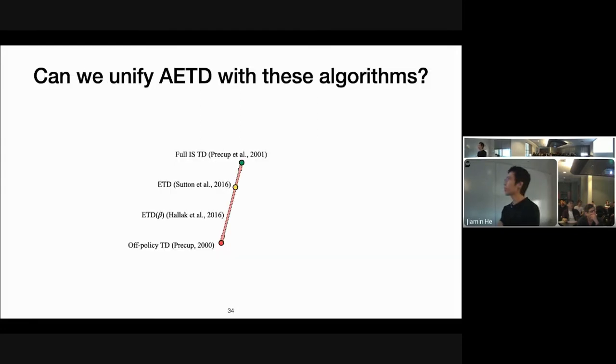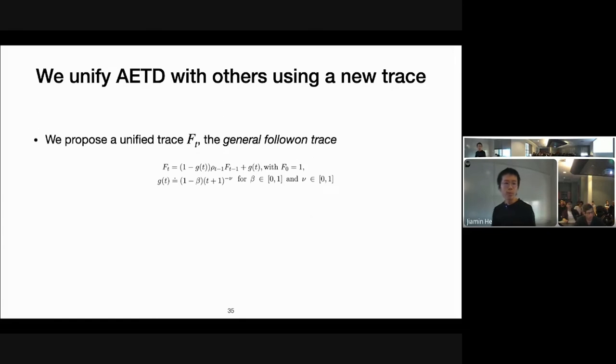Now, a question is, AETD is a point outside this line. Can we unify AETD with these existing algorithms? Specifically, we want to get the interpolation between AETD and these algorithms, illustrated in the triangle here. And we propose a unified trace F_t that we call the general followon trace to do this. It's not important to understand what this trace is, but to know that it has two parameters that allow it to choose between different methods.